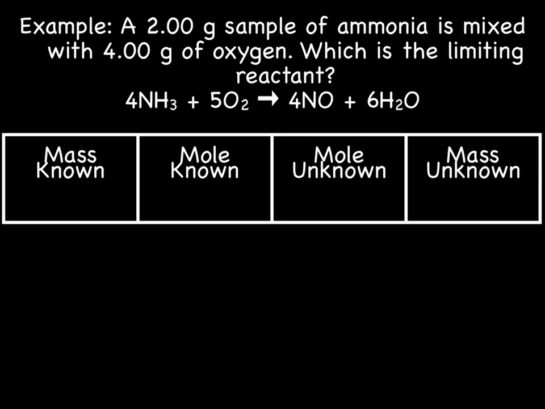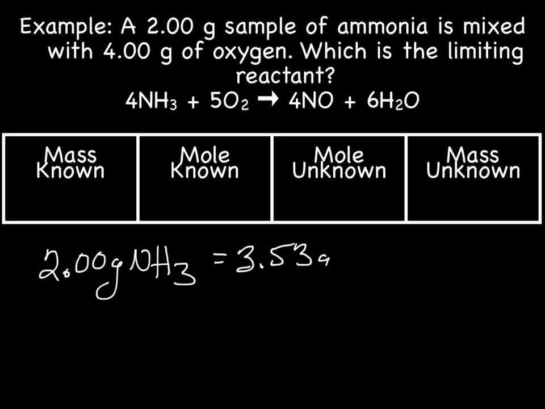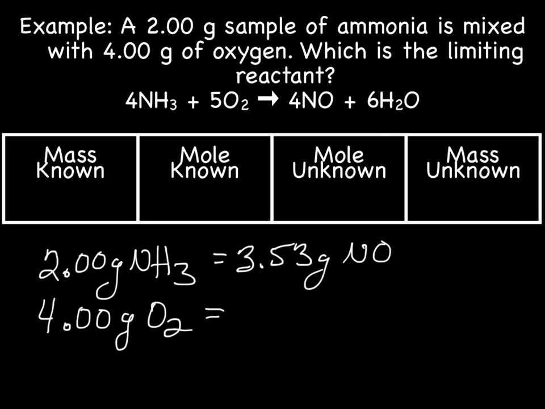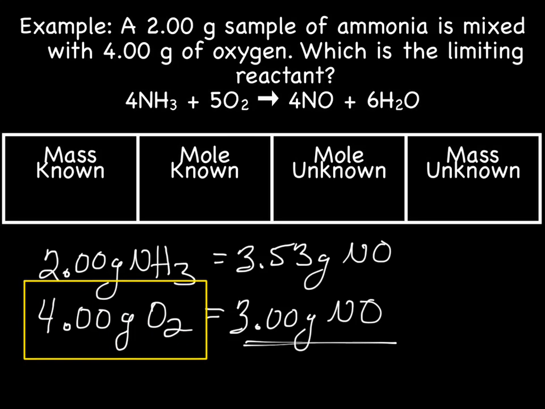All right, so going back to our original question, when we had 2 grams of ammonia, we made 3.53 grams of NO. When we started with 4 grams of oxygen, we made 3.00 grams of NO. Okay, so we made less NO with the 4 grams of oxygen, which means our limiting reagent is the 4 grams of oxygen.